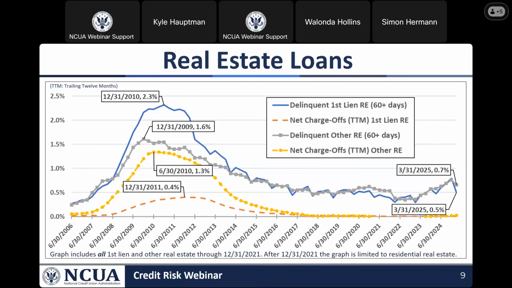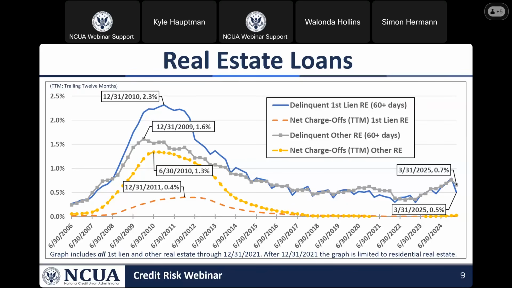Last but not least, in this section of the presentation, we have real estate loans. Due to changes in the core report, the data through 2021 contains all real estate loans, including residential and commercial real estate loans. Subsequent to the core report changes, the data in this graph relating to real estate loans only includes residential real estate loans. While this complicates the trends, commercial real estate loans are a relatively small portion of the overall credit union industry loan portfolio. Therefore, the trends are still relatively clear.